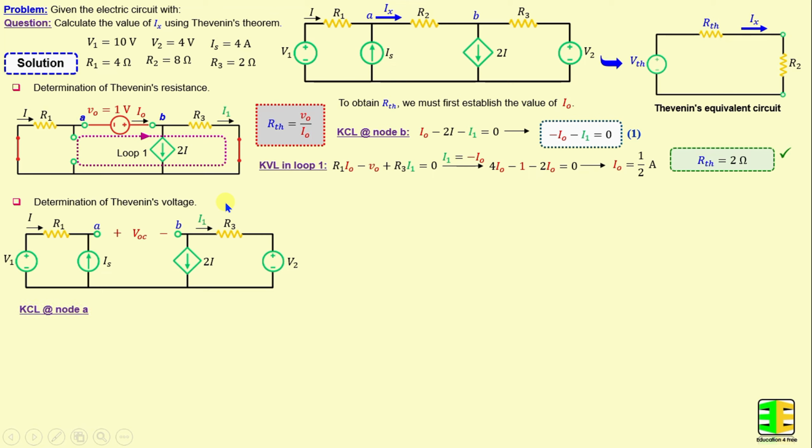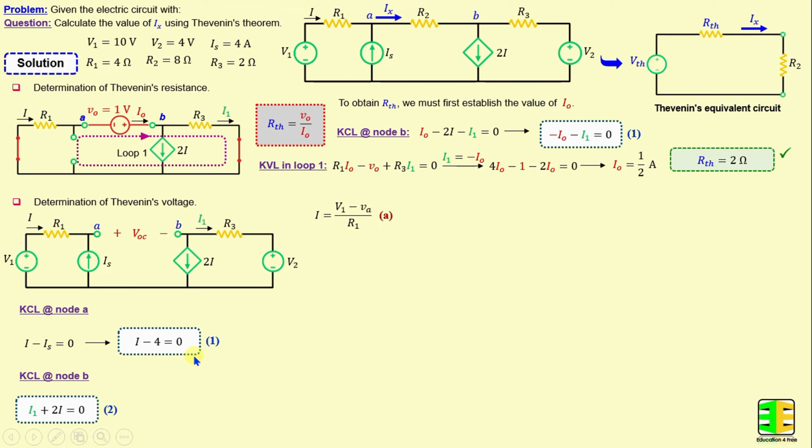By applying Kirchhoff's current law at node A, we can write I minus IS is equal to 0, because there is no current flowing in this direction, because we have an open circuit. And if we replace IS with its numerical value, we obtain I minus 4 is equal to 0. Now, by applying Kirchhoff's current law at node B, we can write I1 plus 2I minus I is equal to 0.